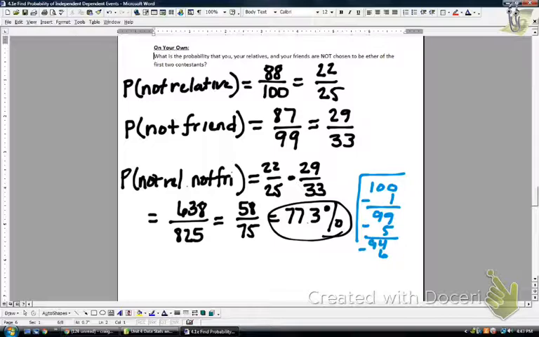If you did not work through this on your calculator with me, I strongly recommend that you do that so you kind of see how the numbers play out and where the numbers come from.